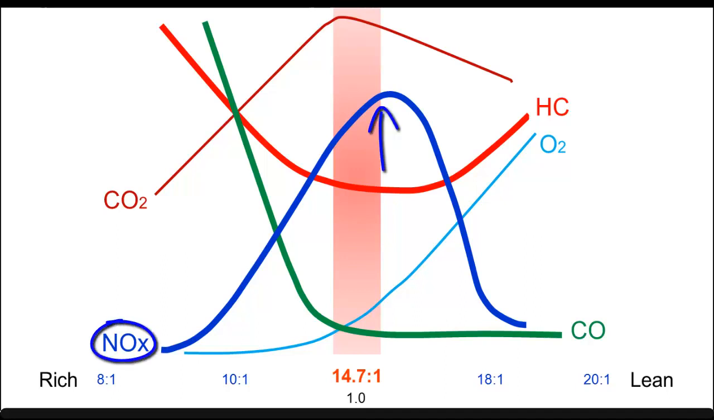Oxides of nitrogen emissions are high in the stoichiometric or slightly leaner range. These emissions are reduced with cool, rich mixtures. NOx may also drop with excessively lean mixtures.